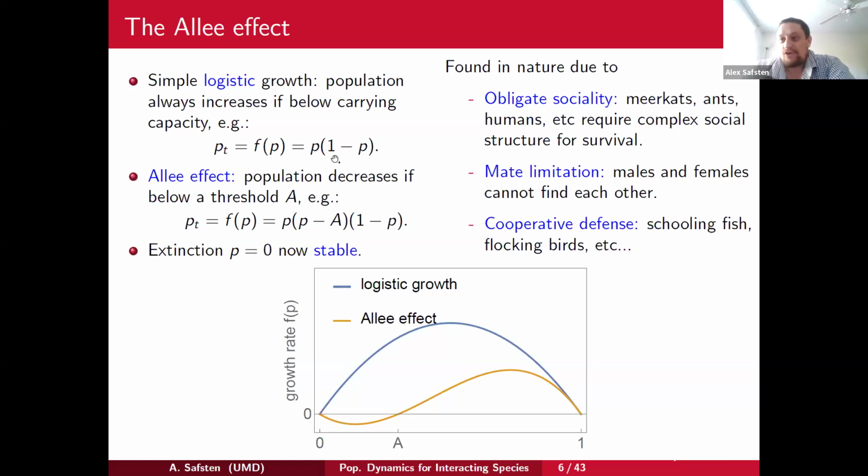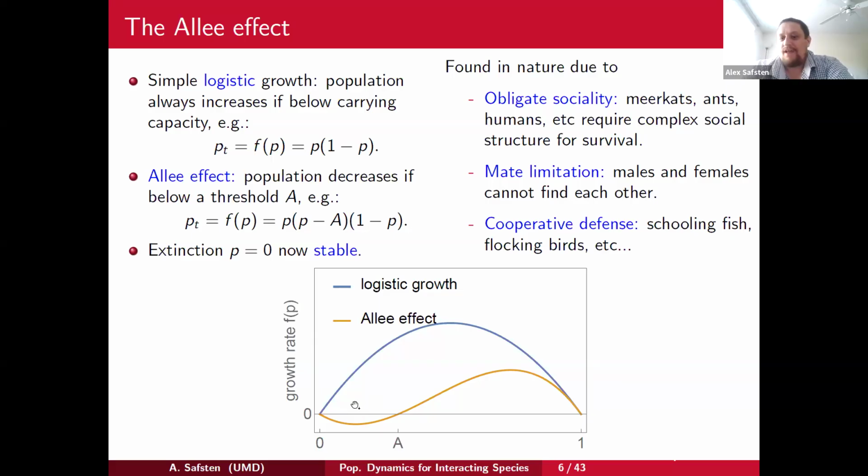The Allee effect is a biological phenomenon which leads to small populations actually decreasing. So a model of the Allee effect might be p sub t equals p times p minus a times 1 minus p. And I've shown a graph of what that looks like below. The logistic growth in blue and the Allee effect growth in orange, where now for low populations, the population actually shrinks in time. And now the extinction state, p equals 0, is asymptotically stable.